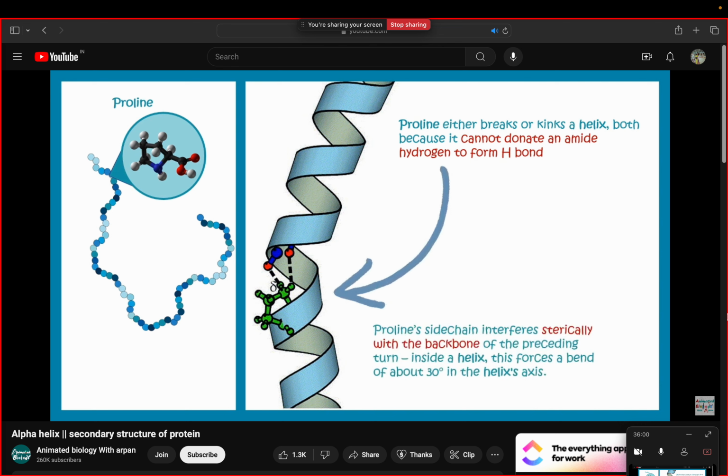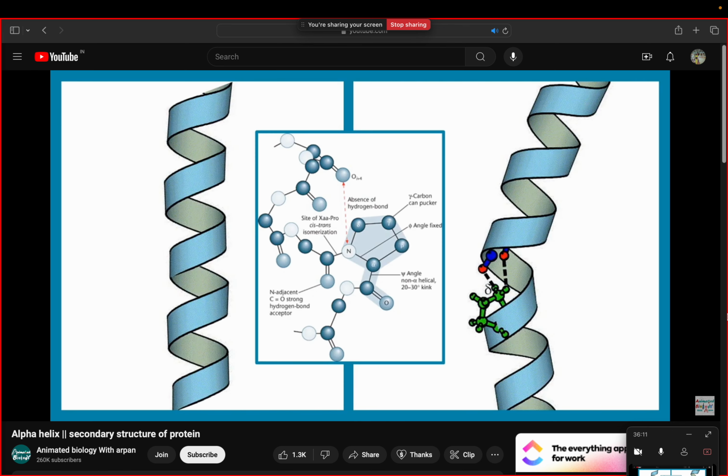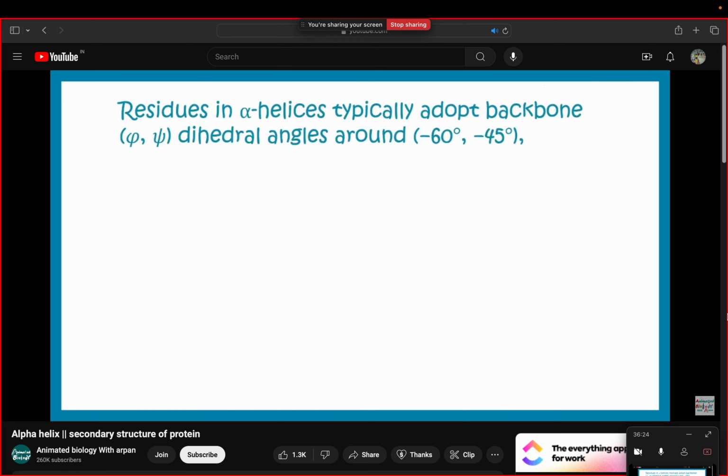And the proline side chain interferes sterically with the backbone, and that is why it leads to a tilt of 30 degrees corresponding to the helix axis. So obviously we can understand, if we have a proline residue in the secondary structure, it would be ultra destabilizing. It would be destabilizing the helix. So that is why proline is known as a helix breaker.